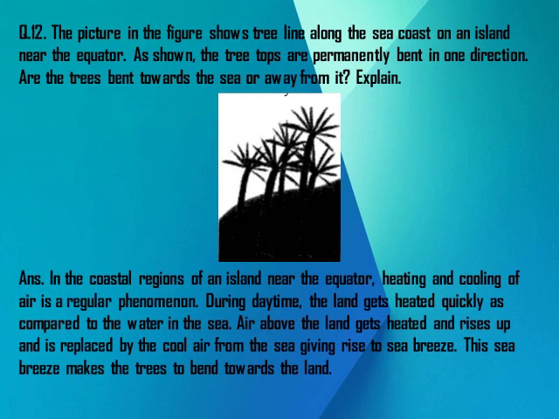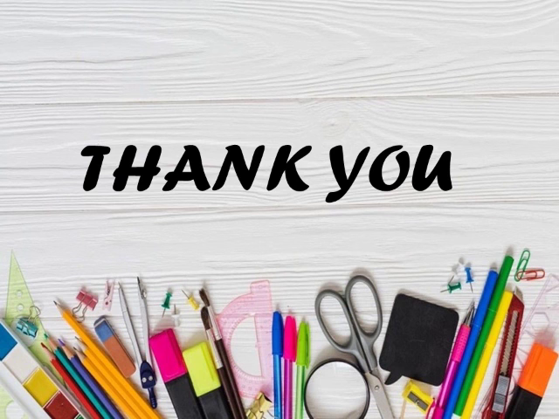In the coastal regions of an island near the equator, heating and cooling of air is a regular phenomenon. During daytime, the land gets heated quickly as compared to the water in the sea. Air above the land gets heated and rises up, and is replaced by the cool air from the sea, giving rise to sea breeze. This sea breeze makes the trees bend towards the land.